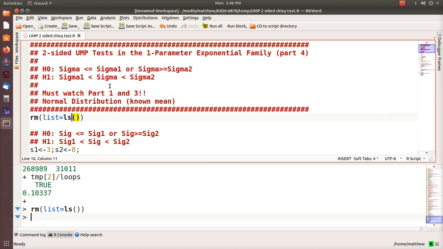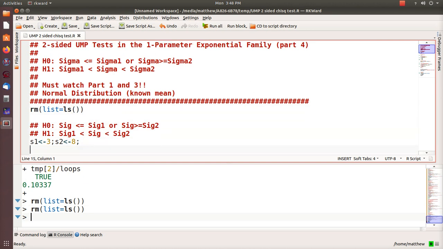The must watch are parts 1 and 3. Part 1 deals with the theorem that we're going to use, which is an extension of the Neyman-Pearson lemma, which is kind of cool in itself. And part 3 deals with some of the theory behind this R illustration. So let's just jump right in.